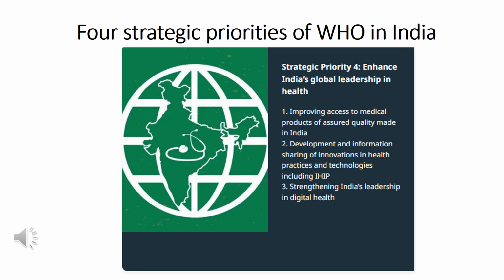Strategic priorities of WHO in India. Strategic Priority 4. Enhance India's global leadership in health. Improving access to medical products of assured quality made in India. Development and information sharing of innovations in health practices and technologies including IHIP. Strengthening India's leadership in digital health.